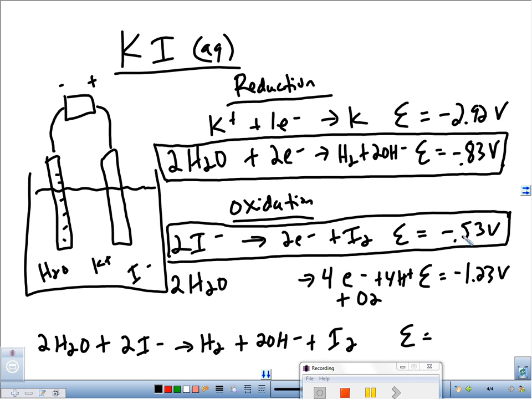What is my total voltage needed to make this happen? What's the total voltage needed to make this happen? 1.36 would be needed. Let's talk about evidence. At the negative electrode, what's going to happen? So this negative electrode gaining electrons, I should have a gas. So coming off of this, I should have H2 and OH minus. I'm looking for evidence of this reaction. On this one, I should have I2.